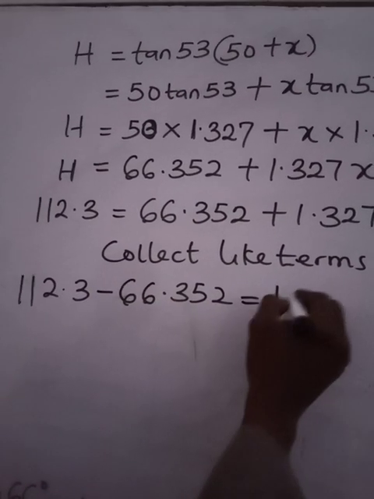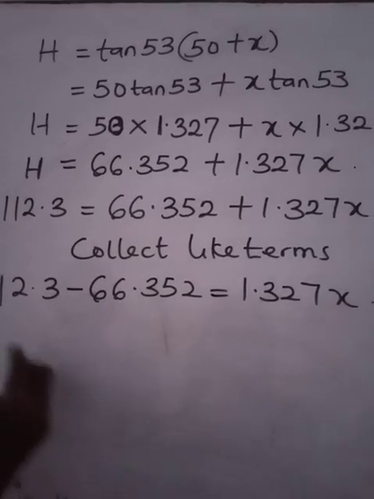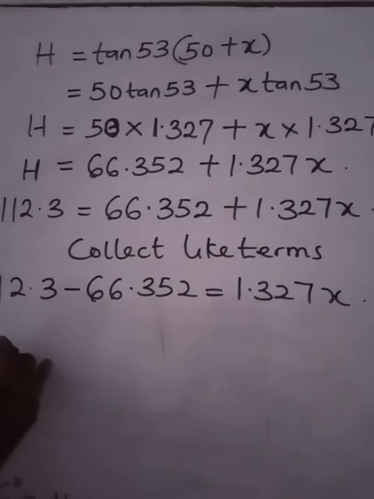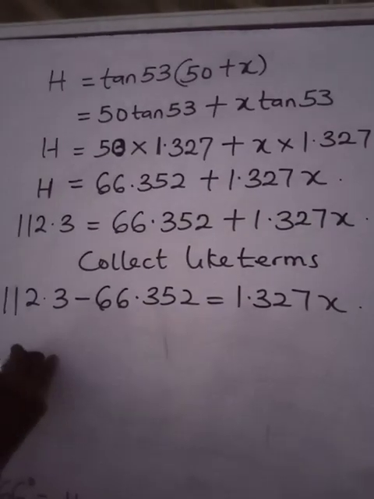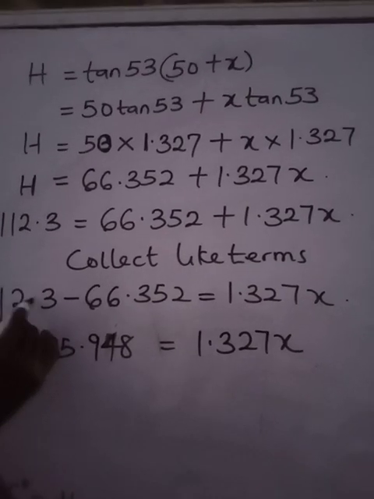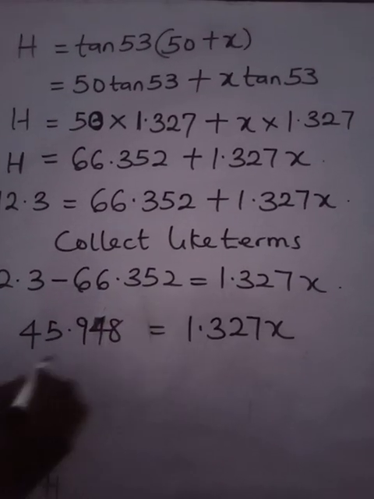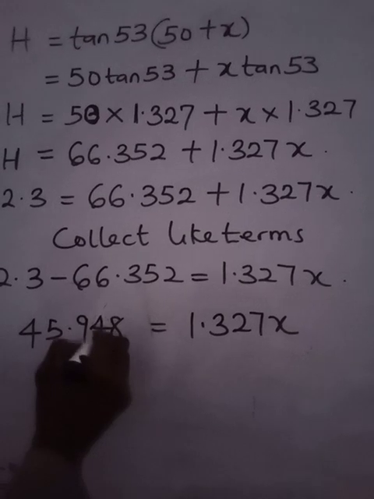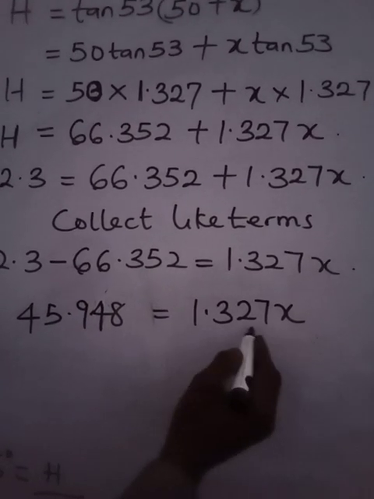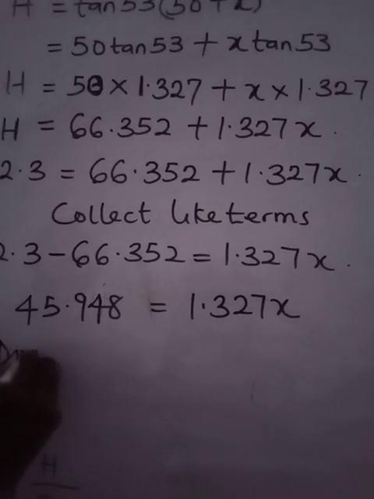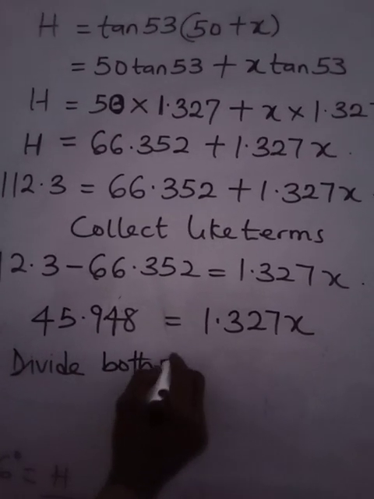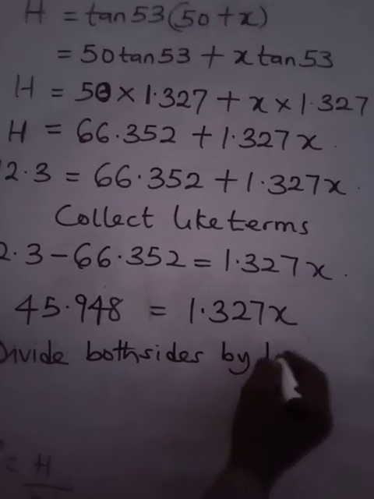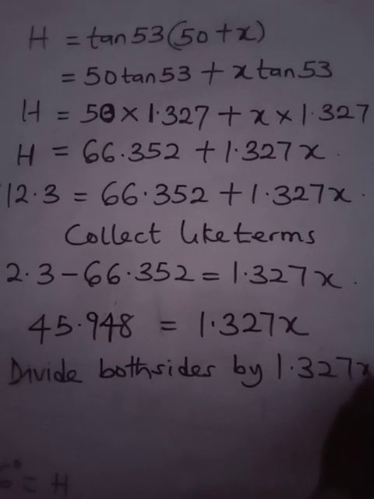66.352 will be 1.327x. So when you subtract 112.3 minus 66.352, you get 45.948 equals 1.327x. So you divide both sides by 1.327.